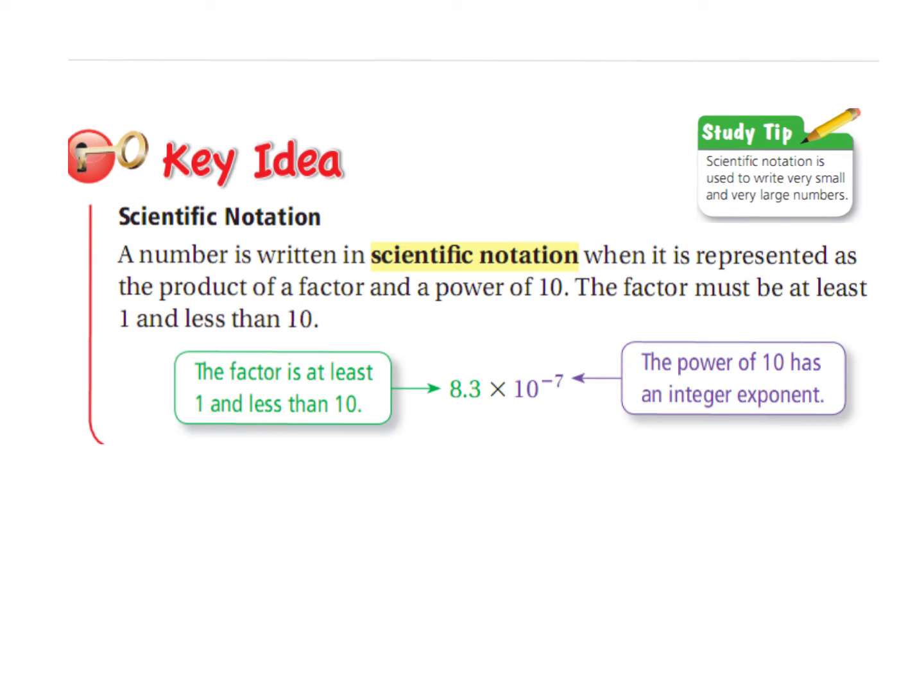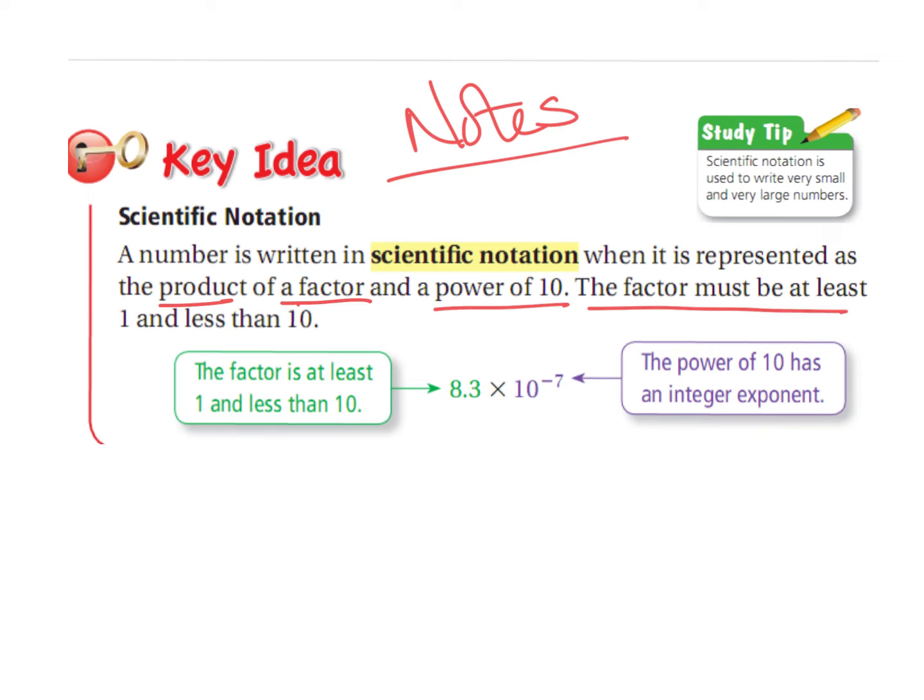So this should go into your notes. Pause the video and write it. Come back and we will go through it. Scientific notation: a number is written in scientific notation when it's represented as a product of a factor and a power of 10. The factor must be at least 1 and less than 10.